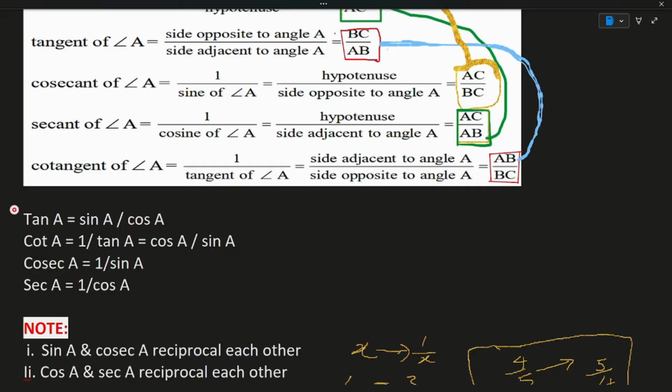These are a few more formulas that must be remembered by you. So tan A equals sin A by cos A. Cot A equals 1 by tan A, which is equal to cos A by sin A. Cosecant A equals 1 by sin A. Secant of A equals 1 by cos A.